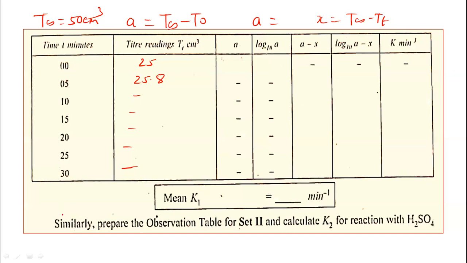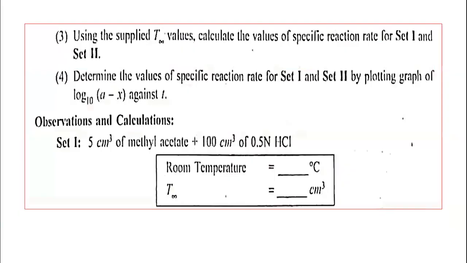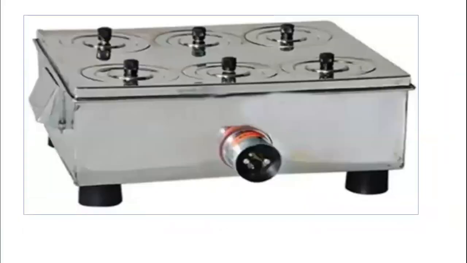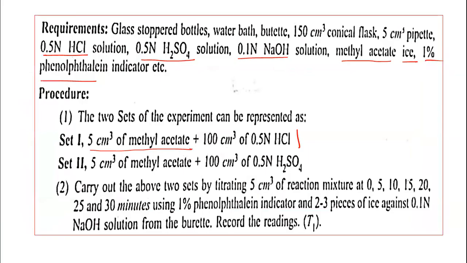Now similarly we have to perform the second set. After performing set 1, we perform the second set: the same 5 ml of methyl acetate plus 100 ml of 0.5 normal H2SO4. Instead of taking the HCl, we now take sulfuric acid, and the process will be the same.